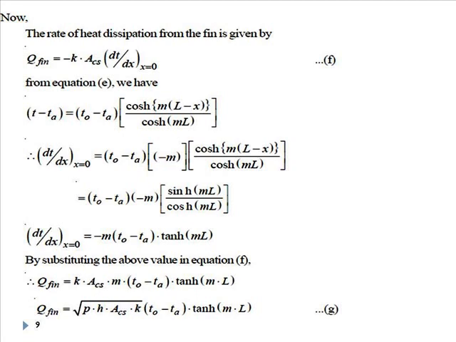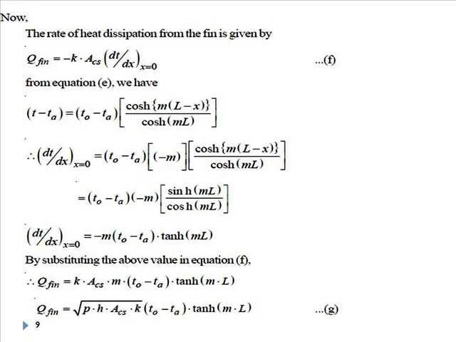So we know that (T minus Ta) divided by (T0 minus Ta) equals cosh m(L minus x) divided by cosh(mL). So this T minus Ta is available, so we have to go for differentiation of the above equation, and in that equation we have to put the value of x equal to 0. So now friend, this is pure mathematics.